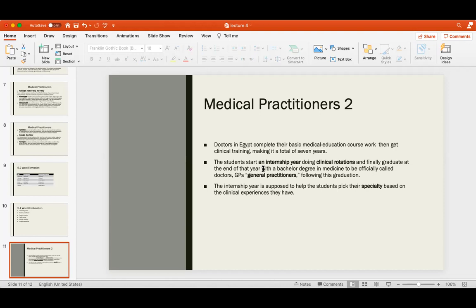So after the internship year, the title is general practitioner. The internship year is supposed to help the student pick their specialty based on the clinical experiences they have. We have also specialist, and after the specialist we have consultant, and then we have professor.